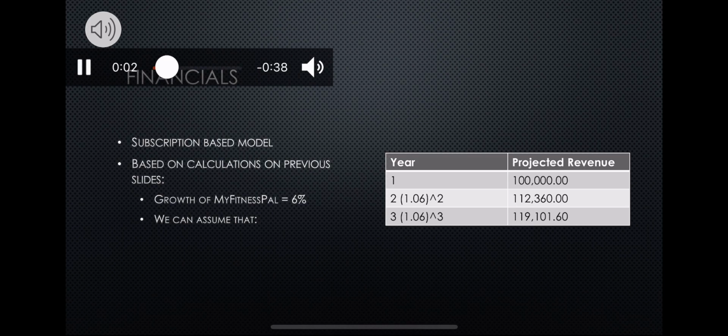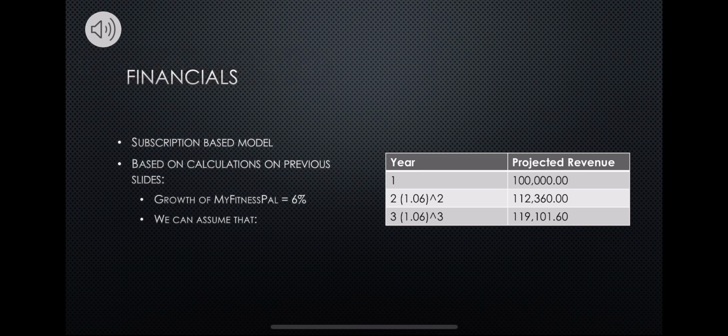So on this slide, all I've done is I've taken the calculations that I've done on the previous slide, which is the growth of MyFitnessPal, which is 6%. So we can assume that if we make $100,000 in the first year, in the second year we'll make $112,360, and in the third year we'll make $119,101.60. And this is just all based on the future value of $100 given 6%.